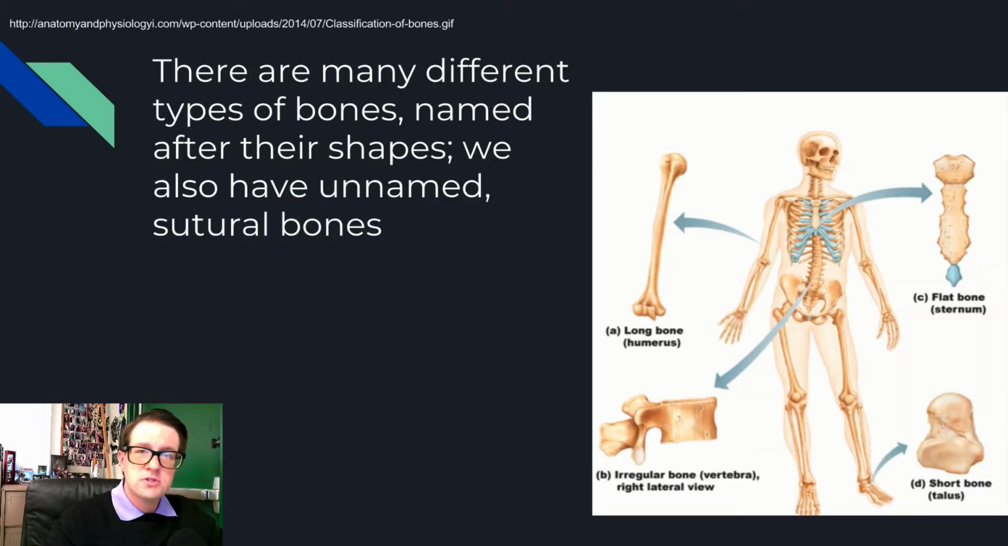If I look at bones, there's a whole bunch of different shapes of them, and we try and remain consistent. So if a bone is long, we call it a long bone. If it's short, we call it a short bone. If it's flat, we call it a flat bone. If it's not one of those, we call it irregular. We also have bones hidden inside of little cracks called sutural bones or Wormian bones. We don't care about them. They don't have any names.